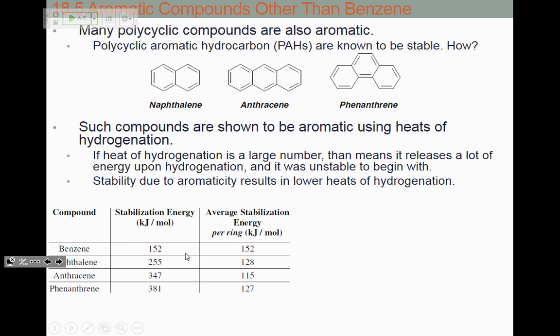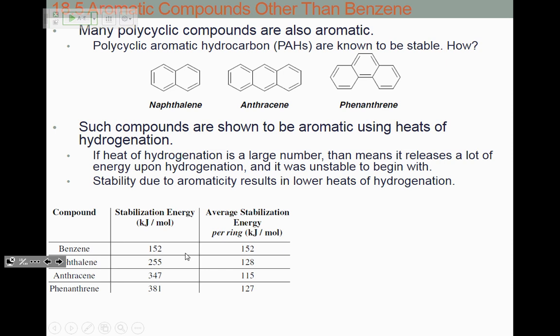Because of course it's going to take more energy to hydrogenate more double bonds. The more double bonds you have, the more hydrogens you need to add. So this is just normalized. And what you see is not only do we have the same comparable aromatic stability as benzene, but these systems are typically just a little bit more stable than benzene overall.